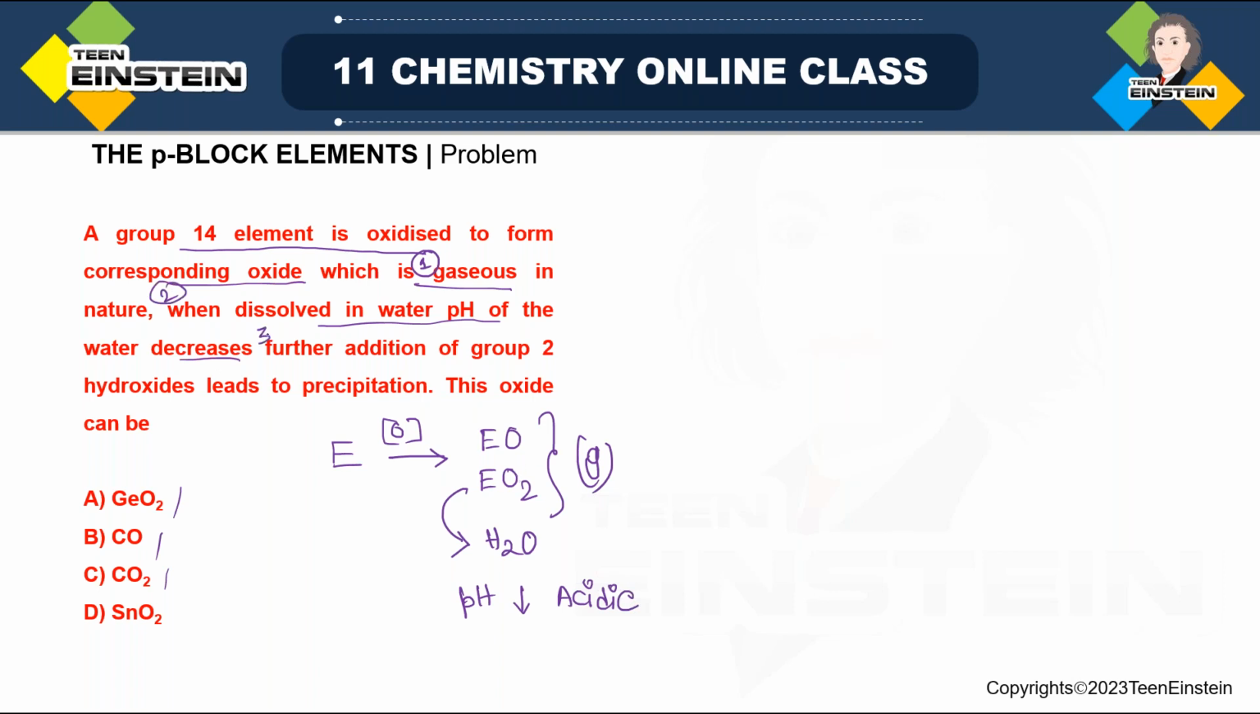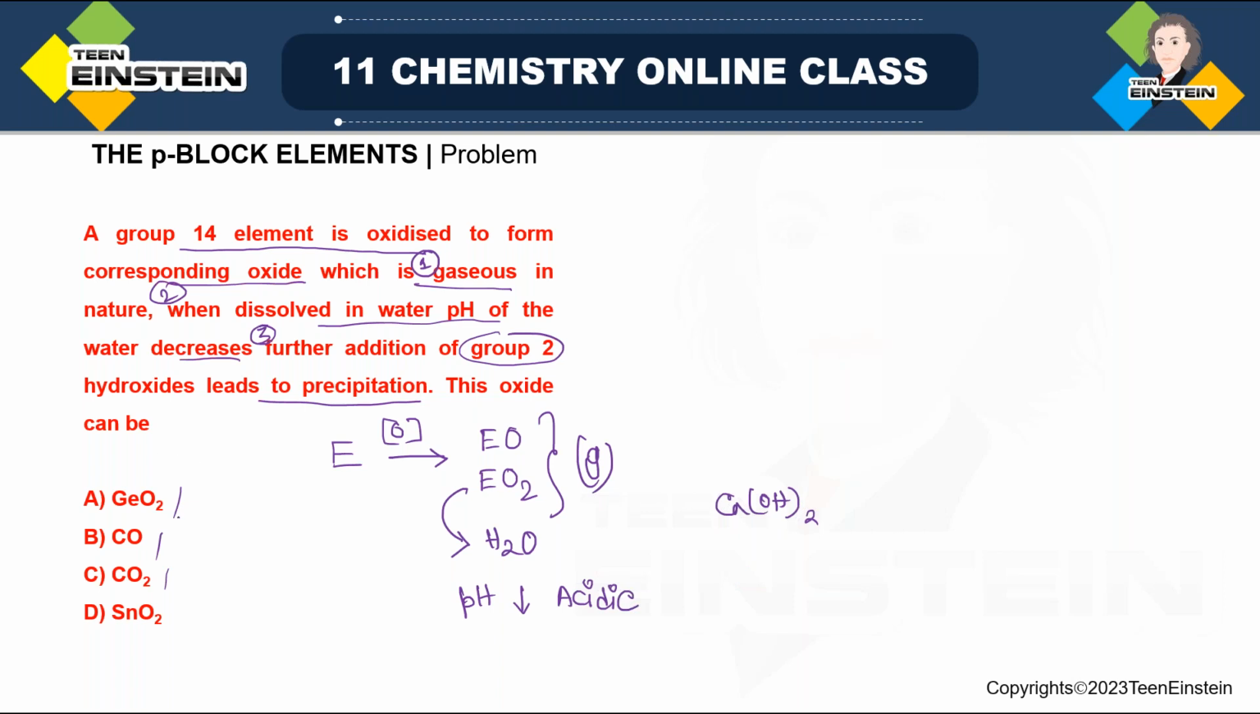And the third information: further addition of group 2 hydroxide. Group 2 means alkaline earth metals, magnesium, beryllium, calcium. So just take any hydroxide; I'm taking calcium hydroxide here. When we add calcium hydroxide to the aqueous solution of this oxide, there is precipitation occurring. So in total three pieces of information are there, based on which we have to answer.